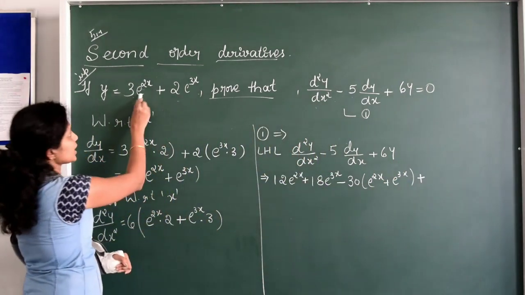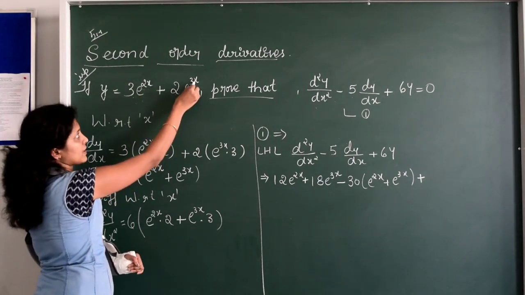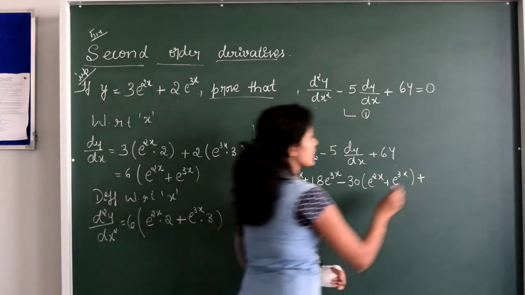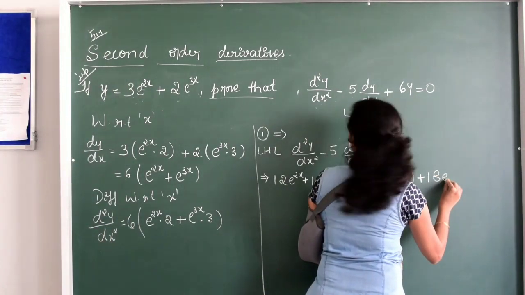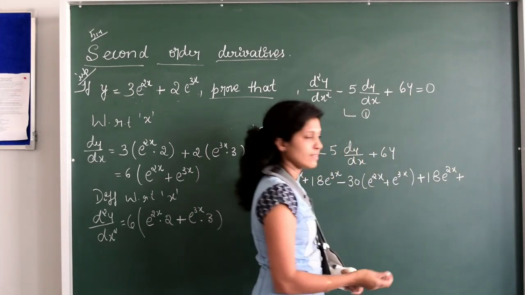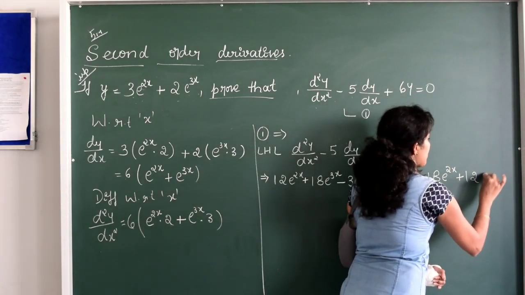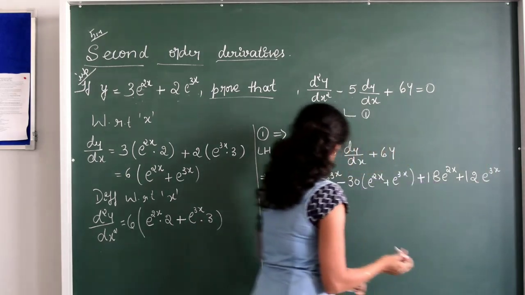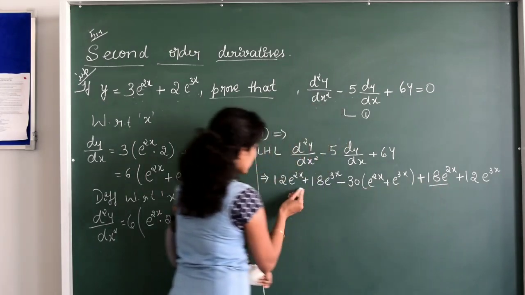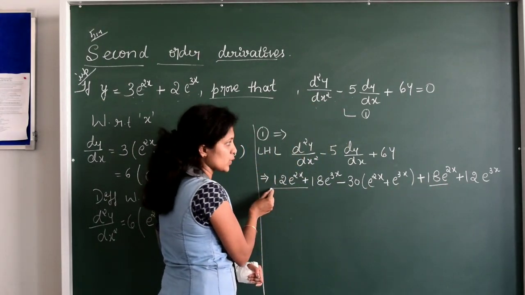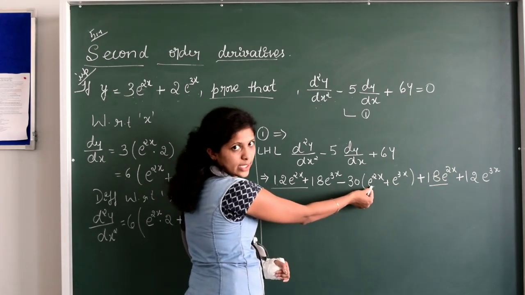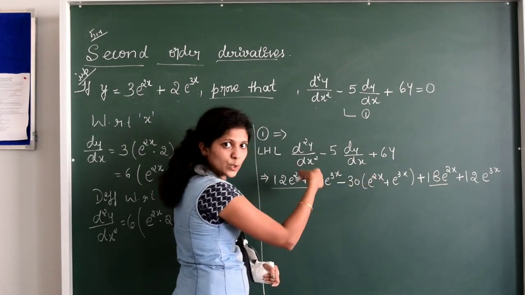y is now 3 into e to the power 2x plus 2 into e to the power 3x. It is multiplied with 6. We multiply 6 into 3 will be 18, right? e to the power 2x plus 6 into 2 will be 12 e to the power 3x. Now let's simplify this. See here, 12 e to the power 2x is there plus 18 e to the power 2x. 12 plus 18 will be 30 e to the power 2x, and it is multiplied with this 30 into e to the power 2x. So it will get cancelled. So it will be equal to 0.